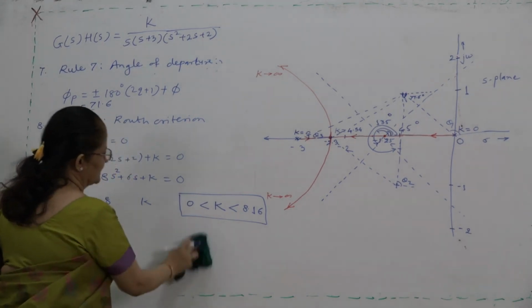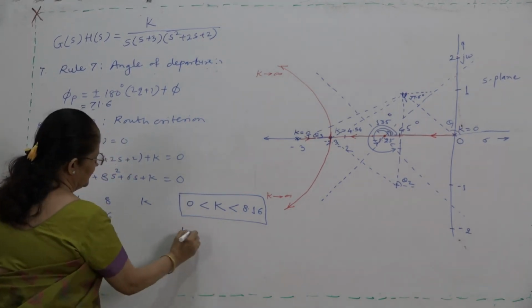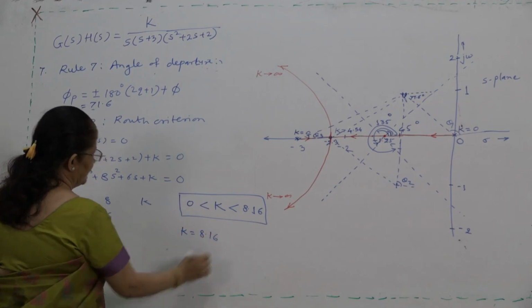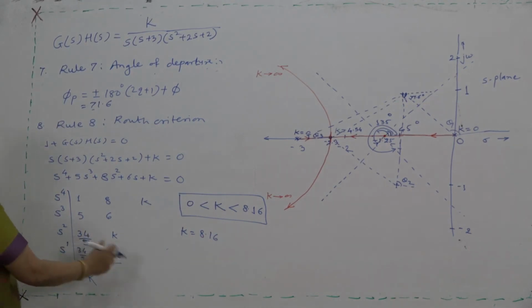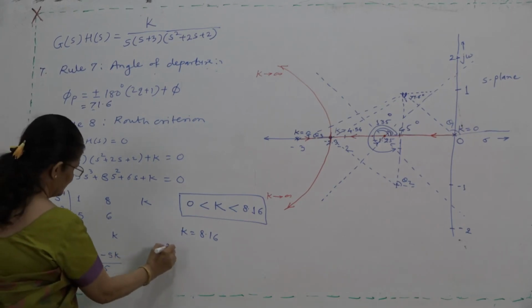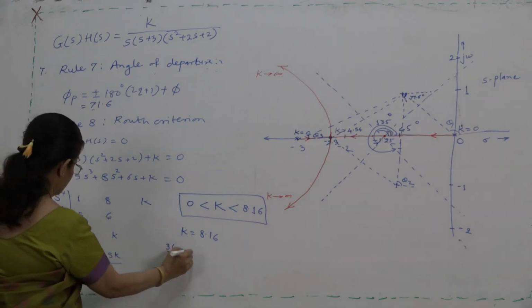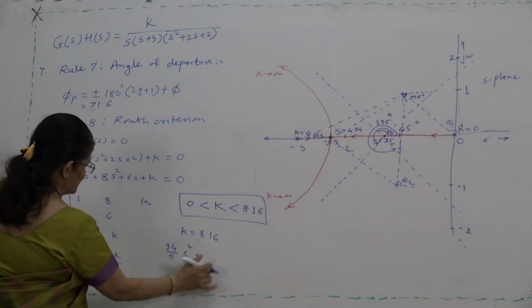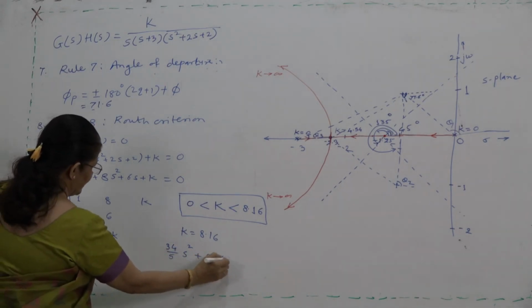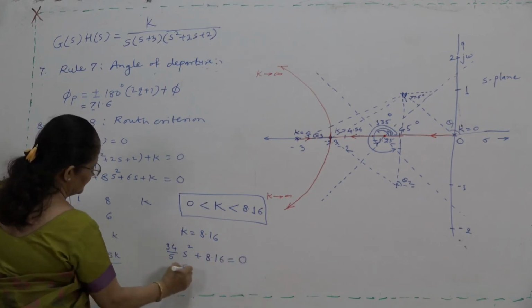What is the meaning of this? The Routh criteria says that the range of values of k for which the system is stable is 0 less than k less than 8.16. When the value of k is greater than 8.16, the system becomes unstable. So, this is as per the Routh criteria.